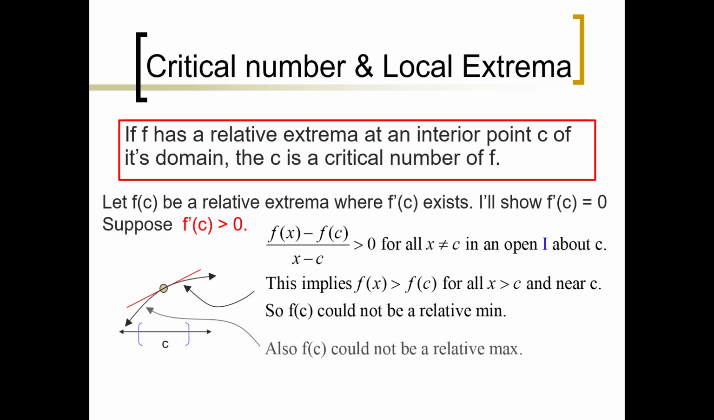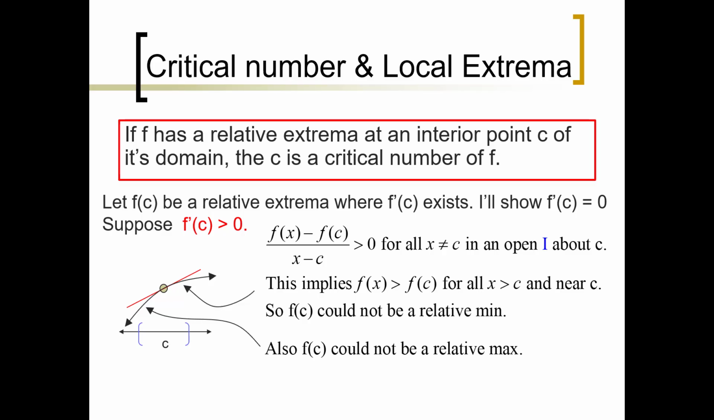But if you look at the other portion though, using the exact same argument, I could then show you that f of c could not be a relative min. Well, it's got to be one of them. I assumed it was a relative extrema. Therefore, my assumption that the derivative is positive can't be true. The derivative can't be positive.